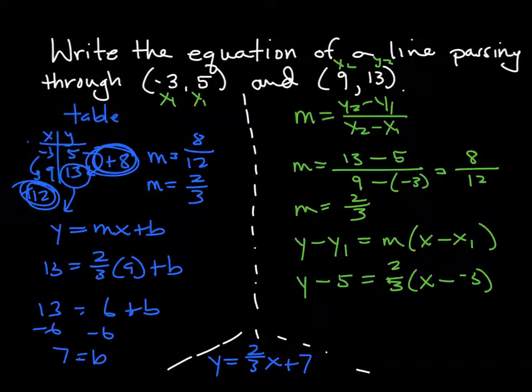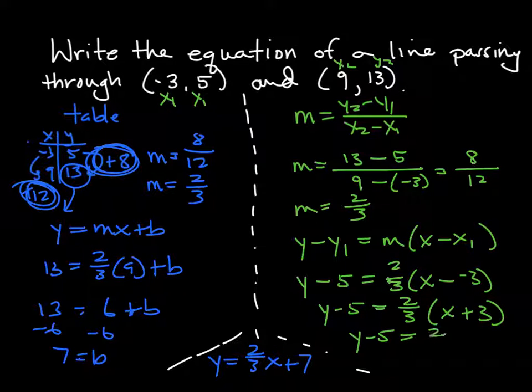So what I'm going to now do very quickly is clean this up, because I notice I have a negative with a negative, and we should know that that becomes plus. So I get y minus 5 equals 2/3 times (x plus 3). So now from here, I do the distributive property, so I get y minus 5 equals 2/3 x plus 2/3 times 3, which is 2.